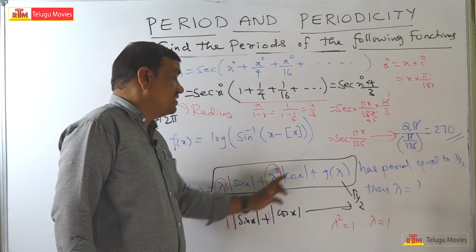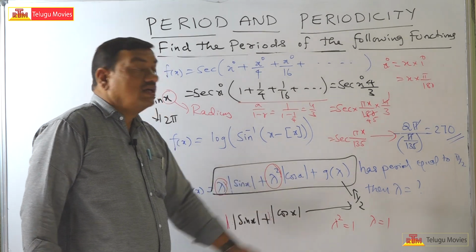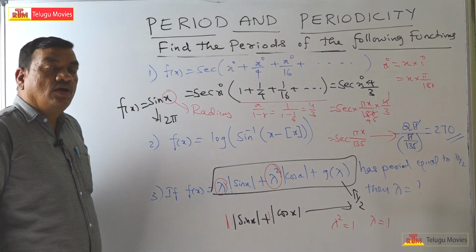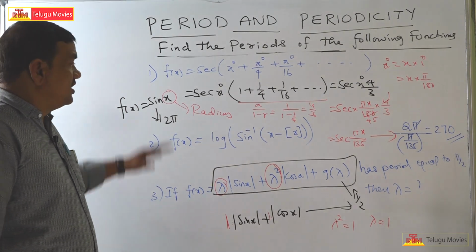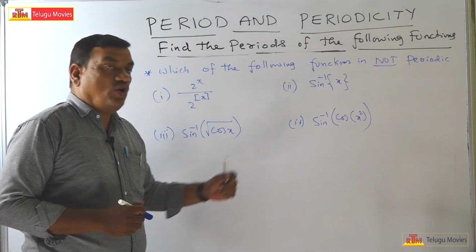By seeing this, immediately you have to say that for modulus of sin x plus modulus of cos x, the period is pi by 2. Okay, right. I hope you understand these 3 problems. Let us see some more problems. Let us see the following problem.